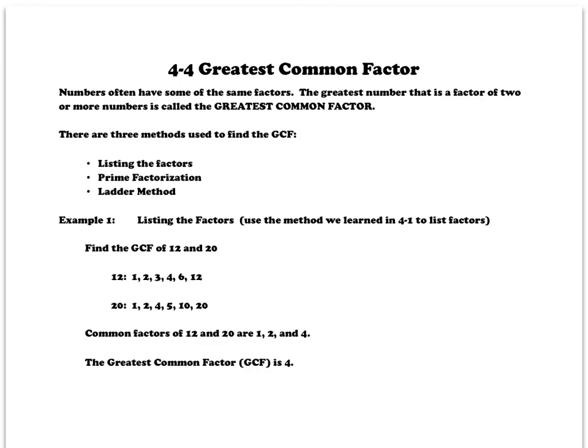Today we're going to start section 4.4, Greatest Common Factor. In previous lessons, we've learned how to list the factors of numbers. Often, numbers will have some of the same factors. The greatest number that is a factor of two or more numbers is called the greatest common factor. There are three methods we can use to find the greatest common factor, or GCF.